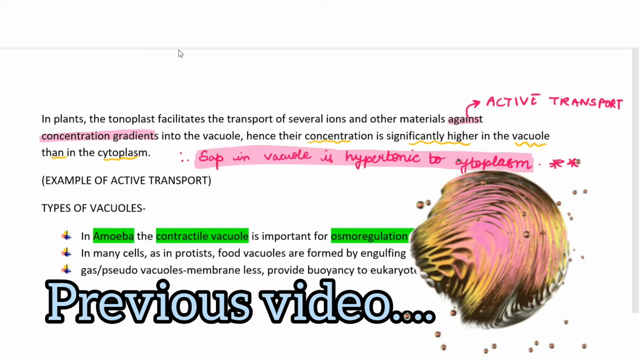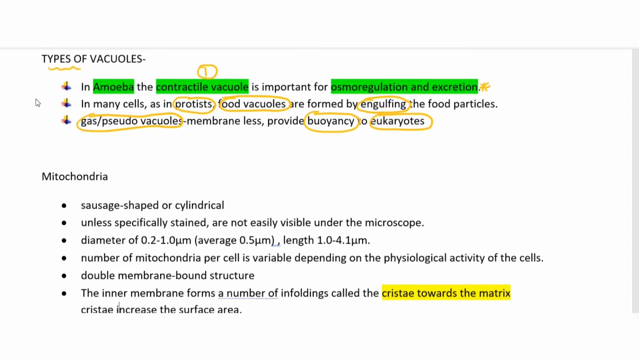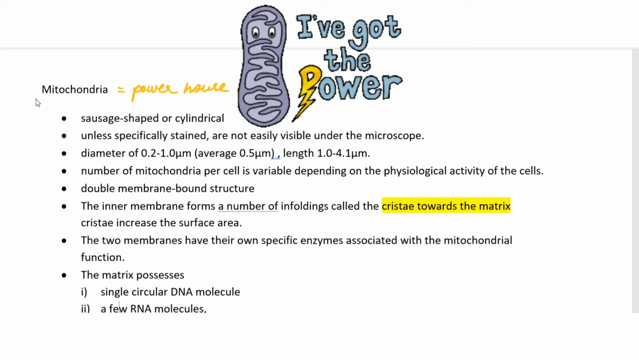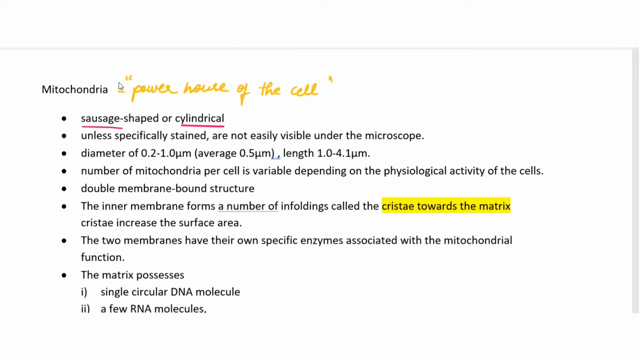Now let's look at other organelles. Firstly, we talk about mitochondria, the powerhouse of the cell. It is sausage shaped, or we can say it is cylindrical. It is generally not easily visible under the microscope because they are very small. They are only 0.2 to 1 micrometer in diameter and 1 to 4 micrometer in length.